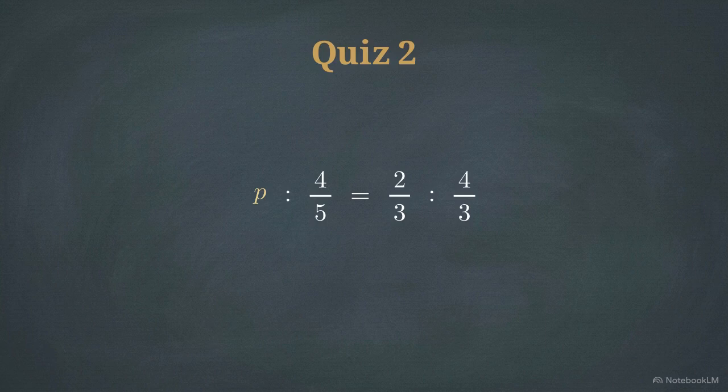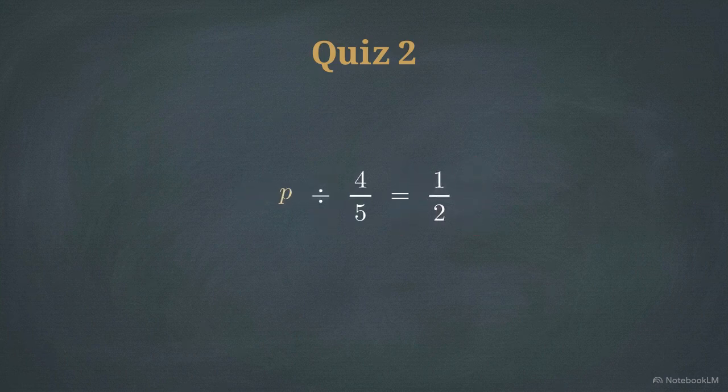Quiz 2. If p to 4/5 equals 2/3 to 4/3, find p. Pause and solve. We flip 4/3 to 3/4. Multiply by 2/3, use our cancellation shortcut, and the right side becomes 1/2. To isolate p, multiply both sides by 4/5. Cancel the numbers, and p equals 2/5.